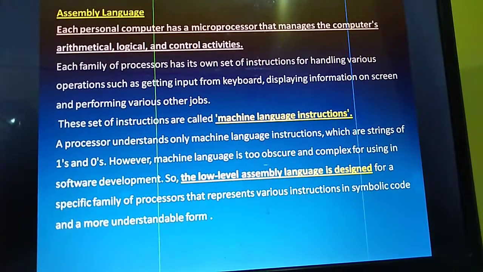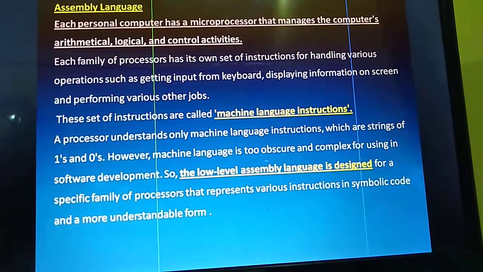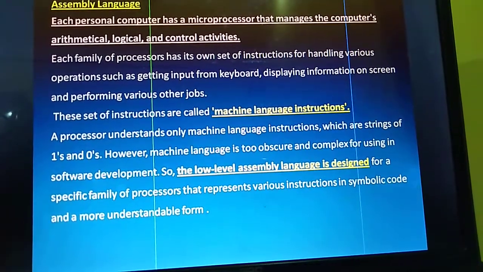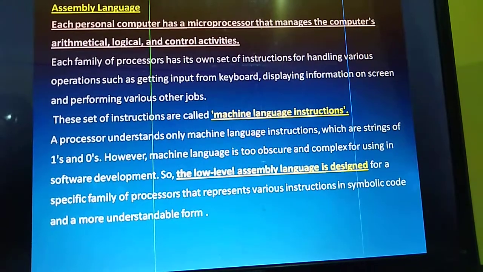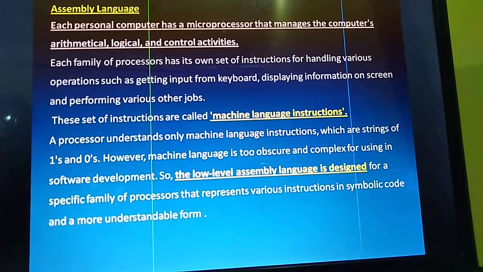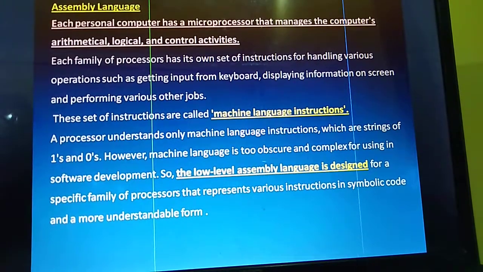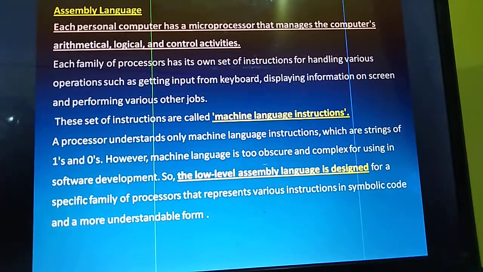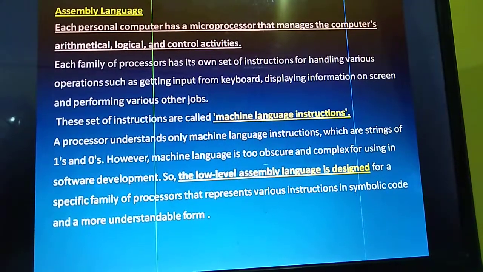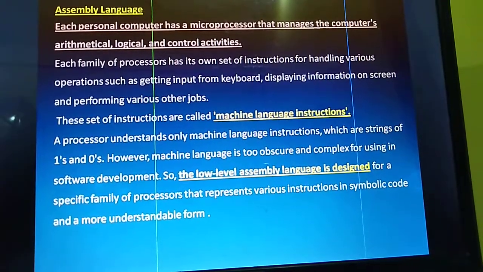Each personal computer has a microprocessor, which is known as the brain of the computer, and it even represents the capacity of a computer. The microprocessor manages the computer's arithmetical, logical and control activities. All the students following this lecture are very much familiar with the concept of arithmetical, logical and control activities. These are all done and controlled by the microprocessor.